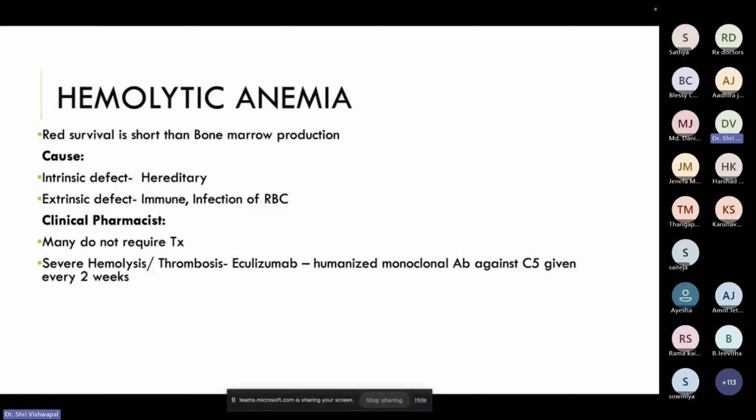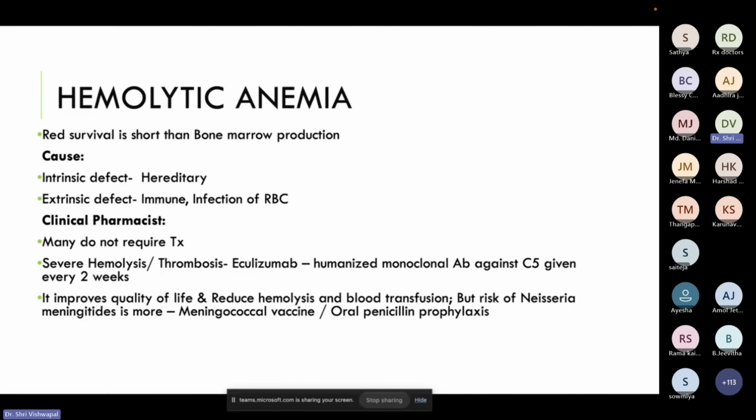So eculizumab is a humanized monoclonal antibody against complement 5, and this is given every 2 weeks. It improves the quality of life and reduces hemolysis and blood transfusion. But the risk of Neisseria meningitis is higher while giving eculizumab. So to prevent this risk, we are going to vaccinate the patient with meningococcal vaccine, or give prophylactic oral penicillin. In case the patient is allergic to penicillin, we'll move on to fluoroquinolones.